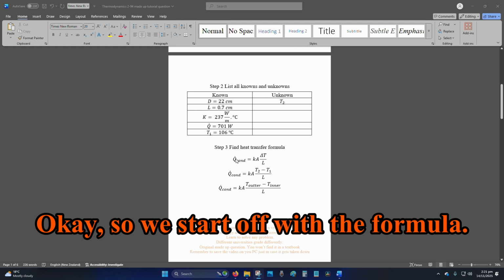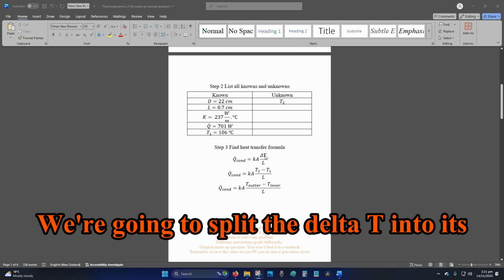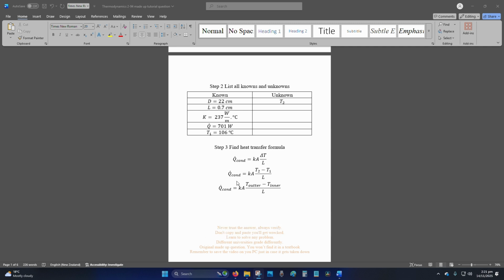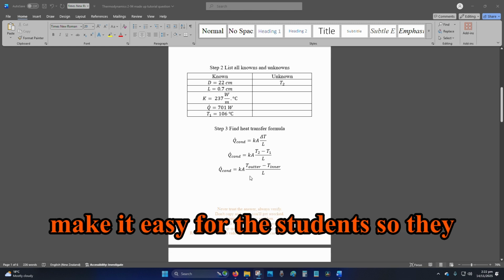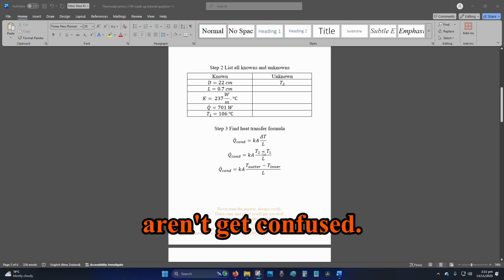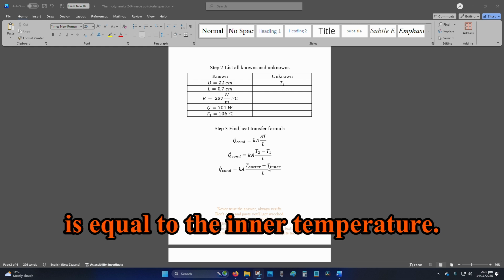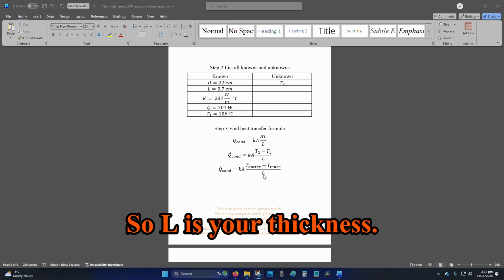Okay, so we start off with the formula. We're going to split the delta T into its components, T2 and T1. We're going to rename T2 and T1 just to make it easy for the students so they don't get confused. Okay, so T2 is equal to the outer, and T1 is equal to the inner temperature. So L is your thickness.